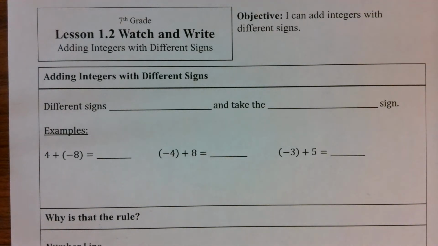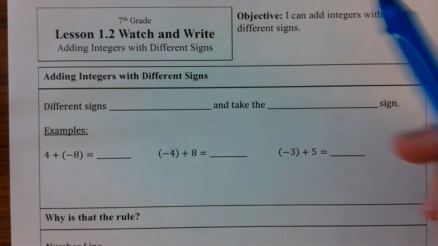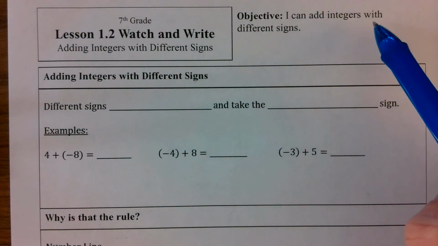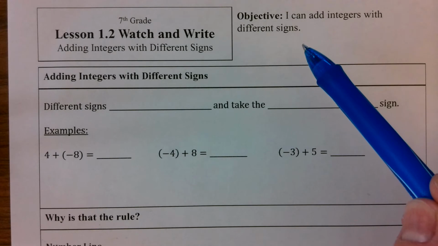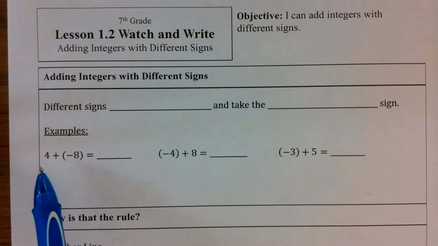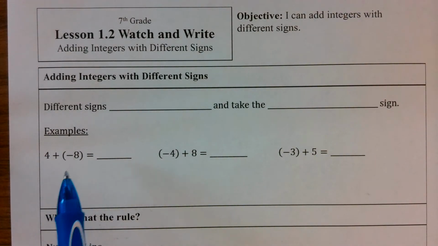All right, we are looking at lesson 1.2 today, adding integers with different signs. Our objective is that I can add integers with different signs. And by different signs, we mean positive and negative integers.